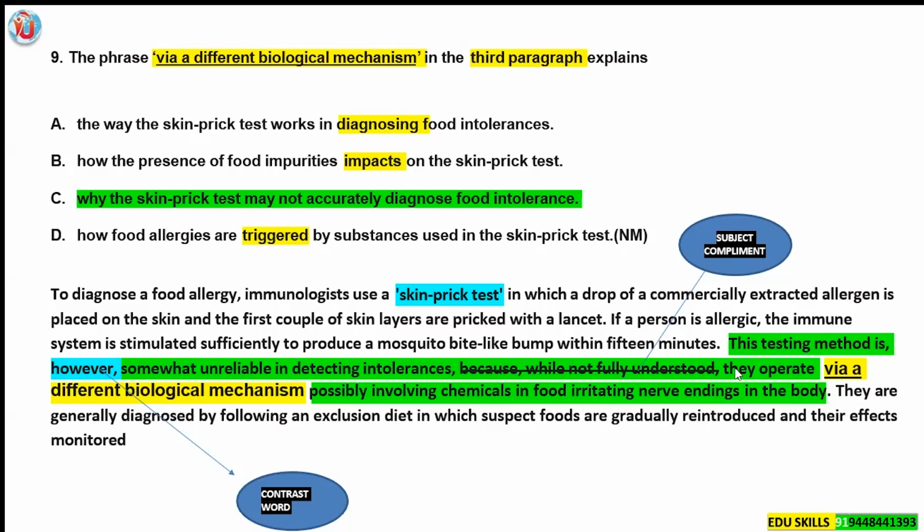Complement. We can eliminate that and read. This testing method is, however, somewhat unreliable in detecting intolerances. They operate via a different biological mechanism. Okay.